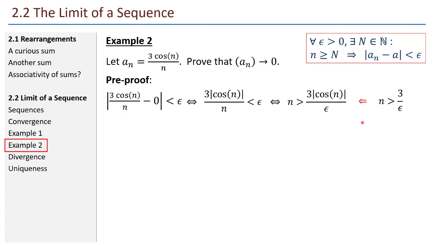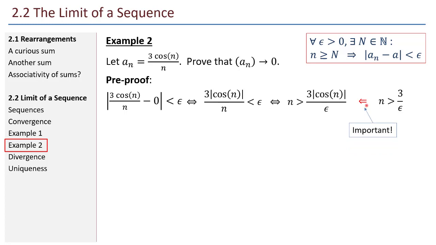So let's work it backwards. Let's just make sure this is right. If n is greater than 3 over epsilon, then surely n is greater than 3 over epsilon times the absolute value of cosine n, which at its biggest is 1 and its lowest is 0. And then I can work backwards, and I get to my original statement that shows the difference between the term value and the limit value.